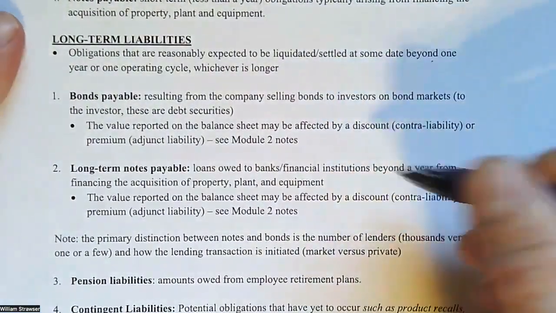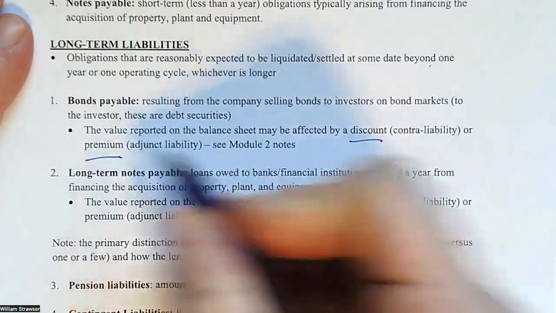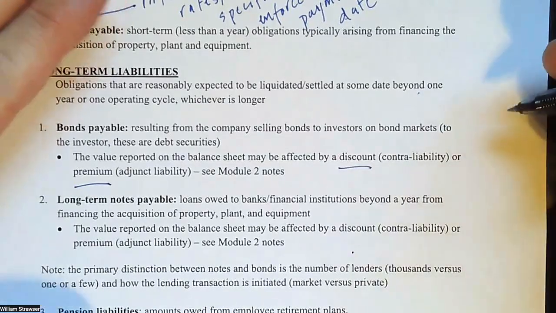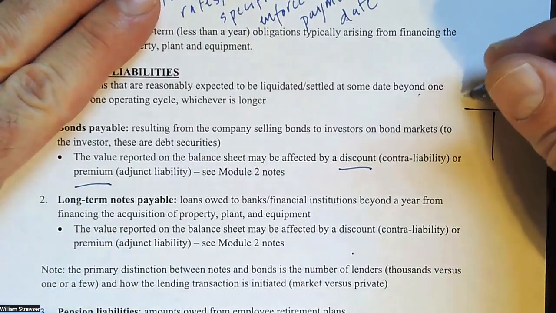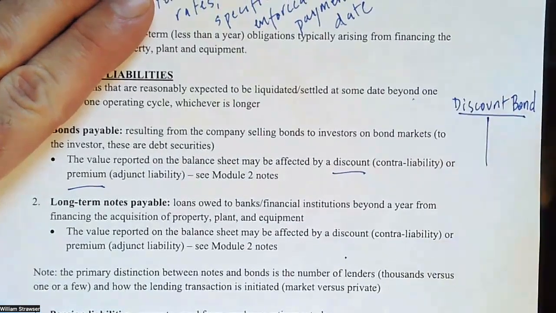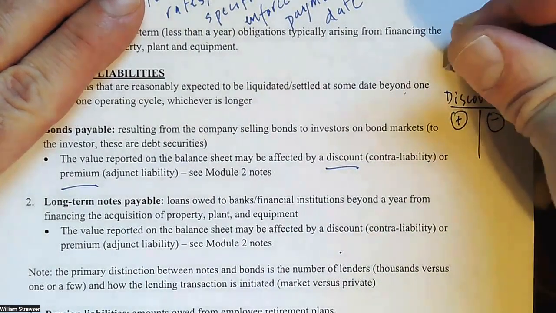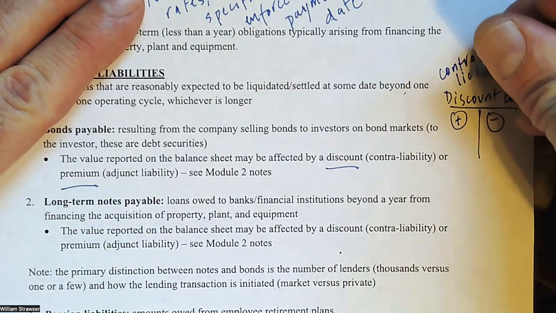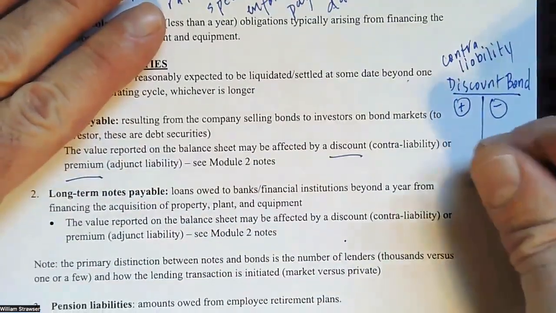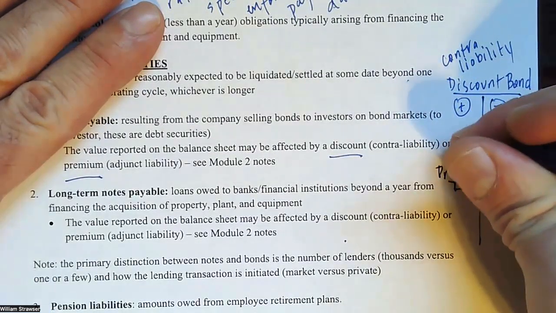Also to remember, with either of these accounts, they come with discount and premium accounts. So discounts are contra liabilities and premiums are adjunct liabilities, which means that if we have a discount on a bond, then the accounting rules are debits would increase this and credits would decrease it because we have a contra liability. The liability it's attached to, of course, is the bond account. Whereas with a premium, and a premium is a very different type, this is an adjunct liability.